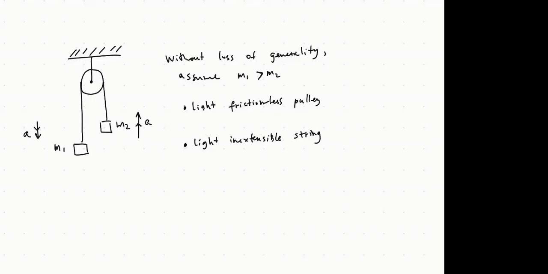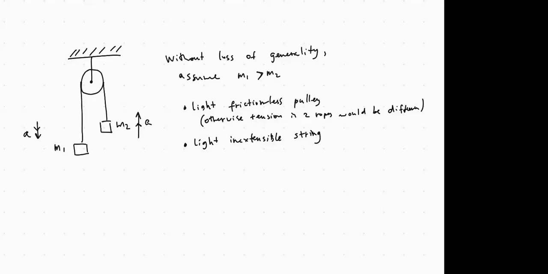Otherwise, the tension in the two sides of the rope would be different. It's a single rope, two sides of the rope. And it's a light inextensible string. That means you can't stretch it. And if you can't stretch it, that means one end of the rope will always move at the same speed as the other end of the rope, assuming the rope doesn't go slack.